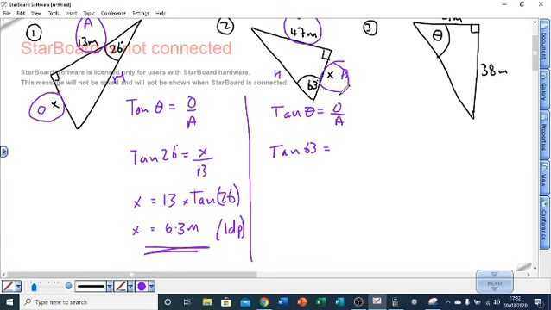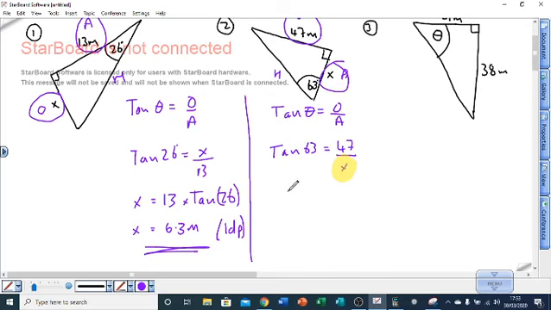Well, opposite is 47, and adjacent is x. Now I'm going to show you a long way, but this is weird because on this occasion we initially had x on the top, but we now have x on the bottom. What you're going to do to get rid of it on the bottom is times both sides through by x, because it's no good on the bottom.